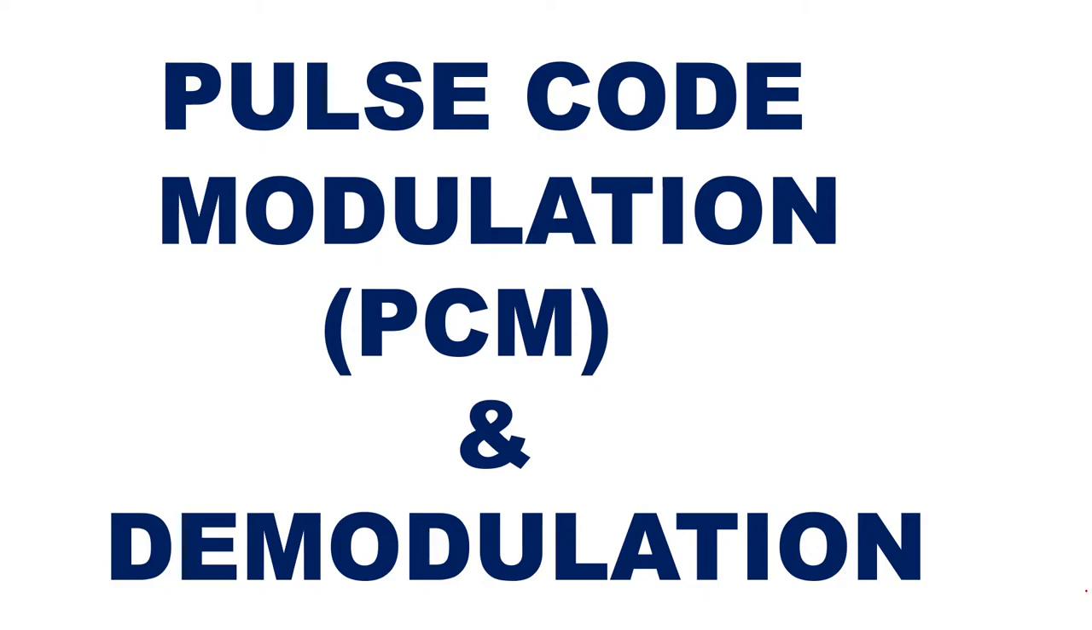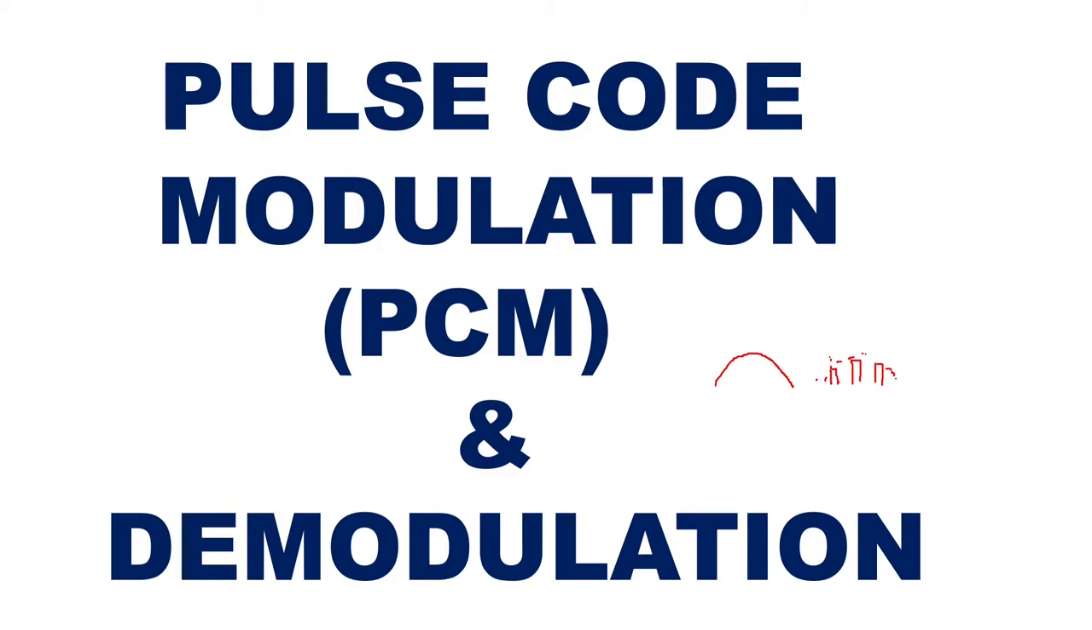Now, before going to the concept of PCM modulation and demodulation, we should keep in mind that in this concept, we are doing digital coding of analog signals. That means a method where an analog signal will be converted into a digital code word or digital data. For example, if you are having an analog signal, it will be converted into samples, and then these samples will be quantized.